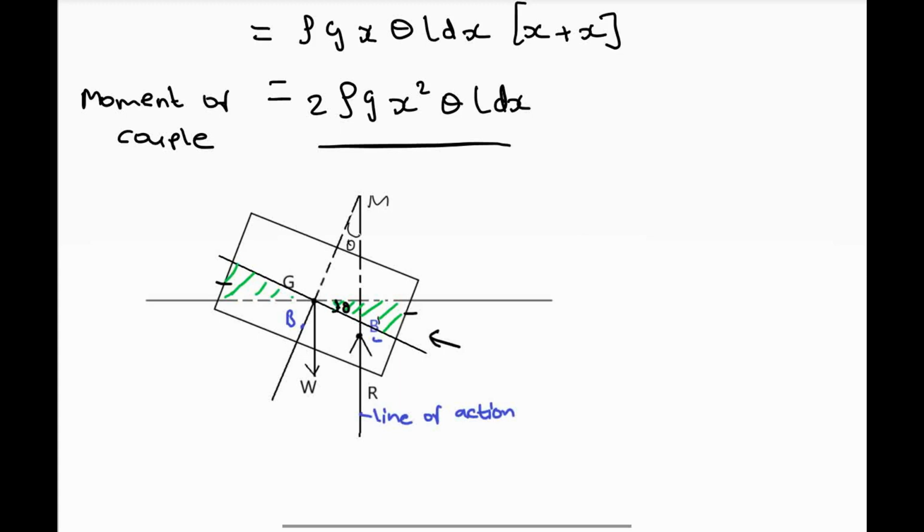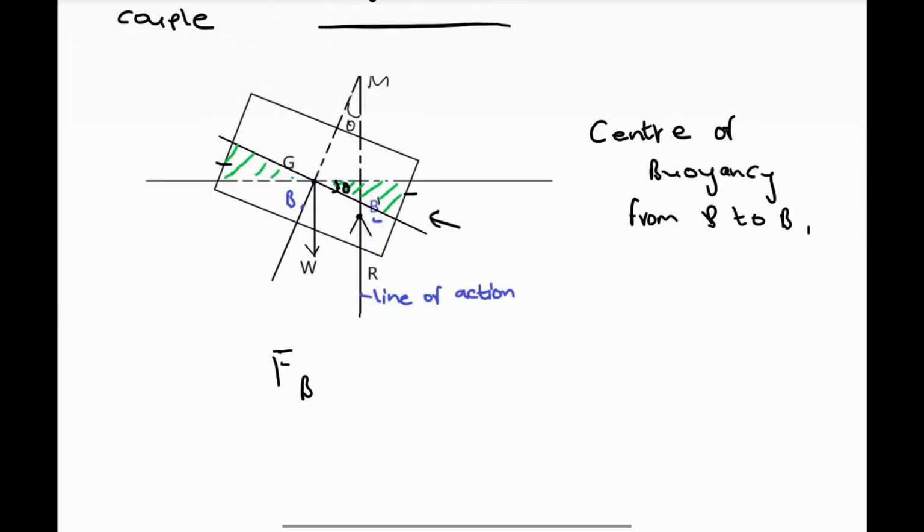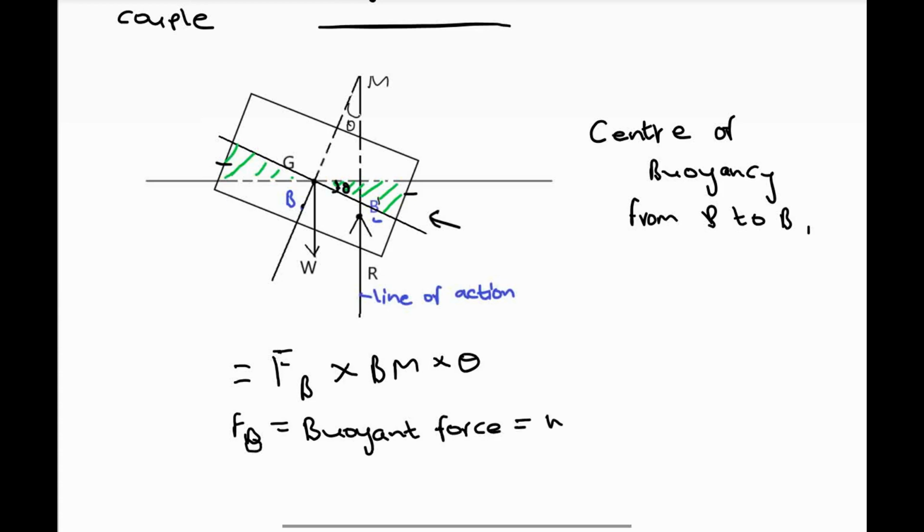What I want to do next is to find the moment due to the change of the center of buoyancy from B to B prime after the tilt. The buoyant force FB, which is also equal to the weight of the body, will change from the point B to B prime. So the moment of change from B to B prime will be equal to the buoyant force FB times the distance BM, times the angle theta. My FB is equal to the buoyant force, which is also equal to the weight of the fluid, and also equal to the weight of the body.